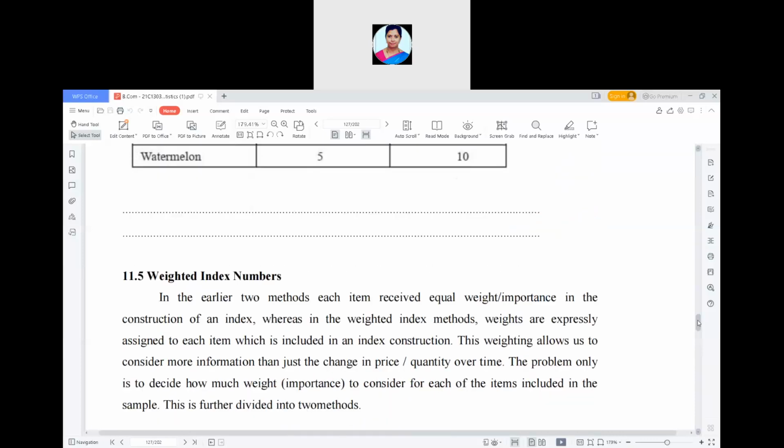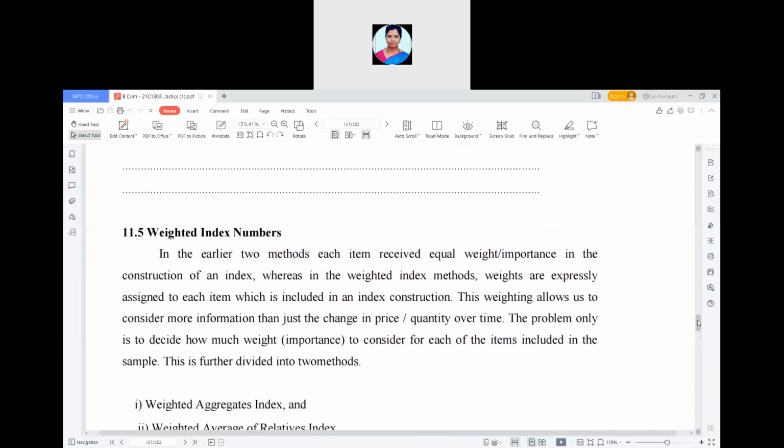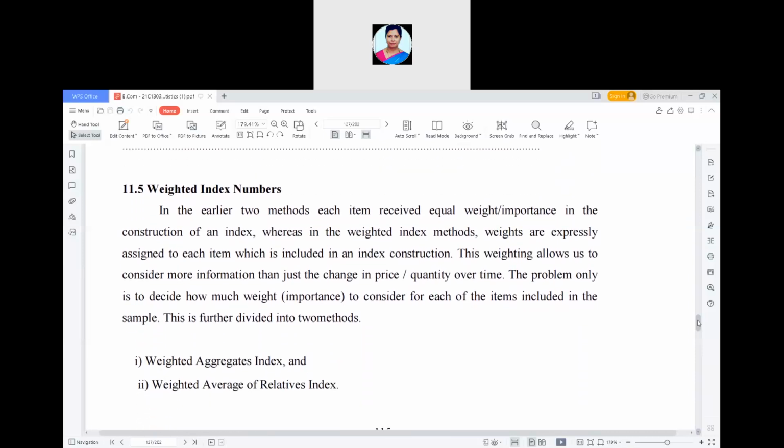And next we will see 11.5. The next section is weighted index numbers. Previously we have seen unweighted index numbers, and this is the weighted index number.